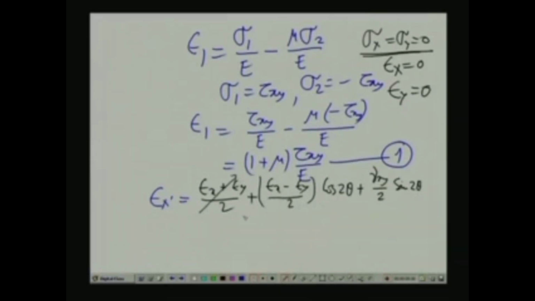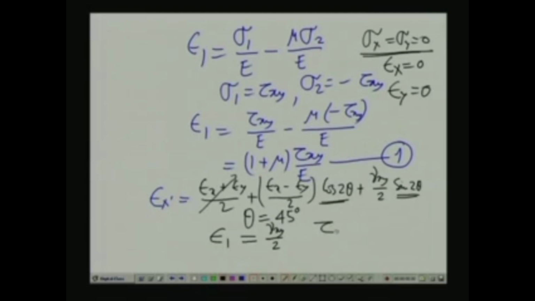Now, since the direction of the principal strain is theta equal to 45 degrees, cos 90 is 0 and thereby sin 90 is 1. So, epsilon 1, the strain in the principal direction, is equal to gamma xy by 2. Now, the relation between the shearing stress and the shearing strain can be related through the shear modulus using Hooke's law. So, tau xy is equal to G times gamma xy.